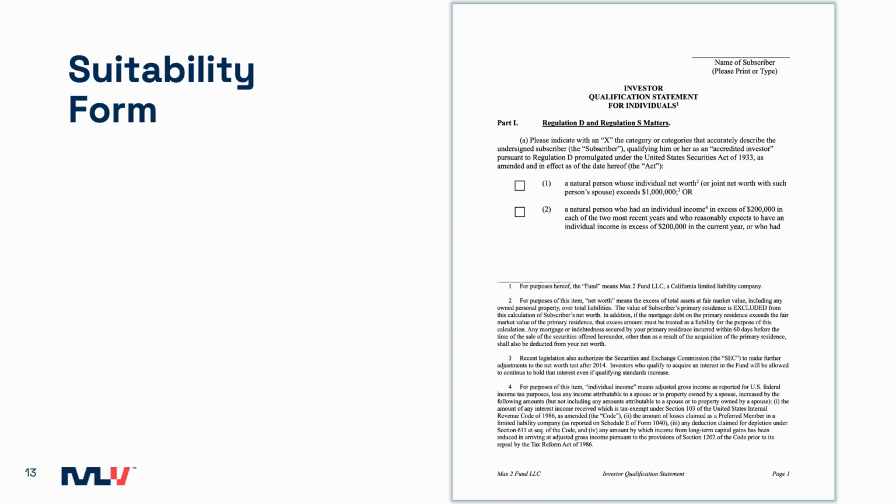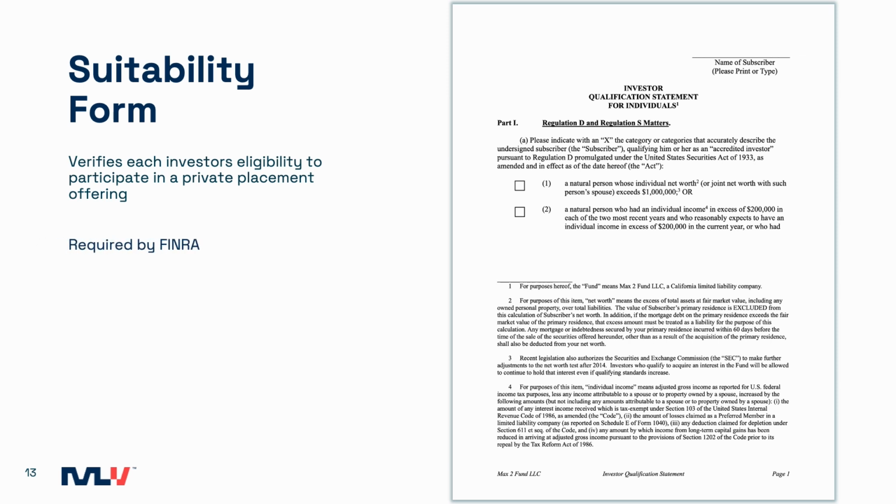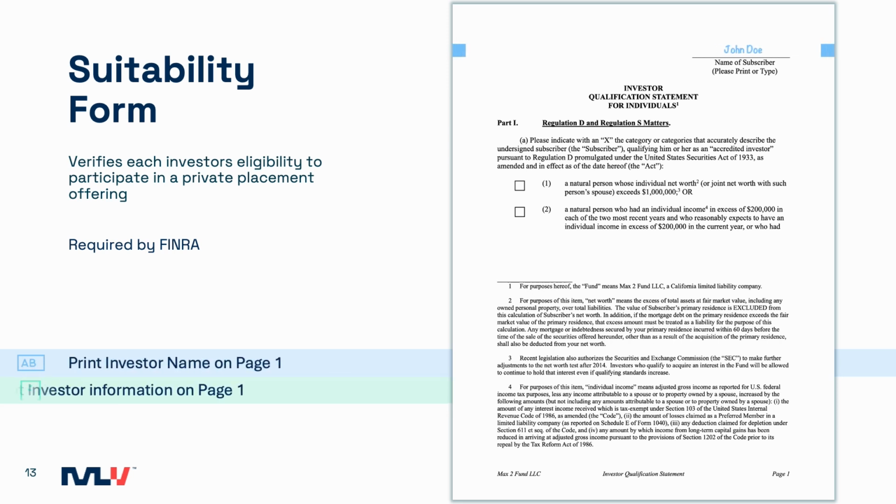The investor suitability form verifies each investor's eligibility to participate in a private placement offering, as is required by FINRA. On page 1, the investor should print their name as indicated in blue. In part 1, the investor should check the box that best matches their financial situation, as indicated in green. Only one box should be checked.